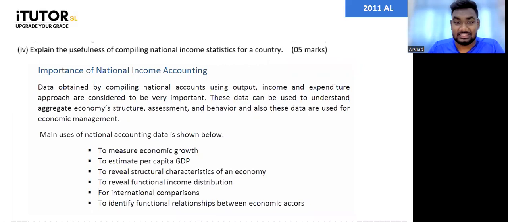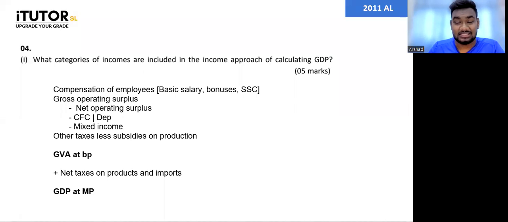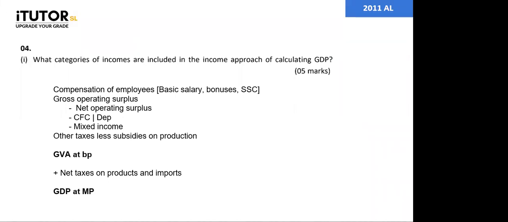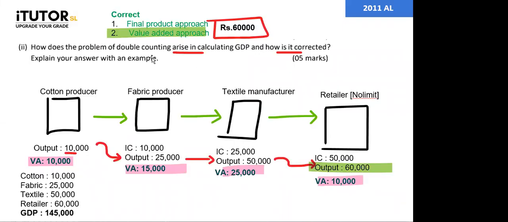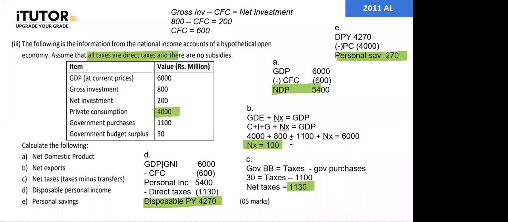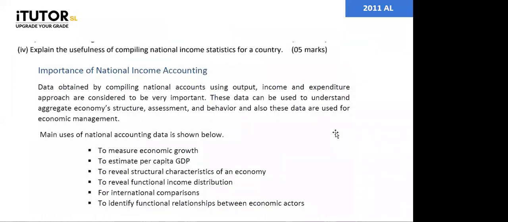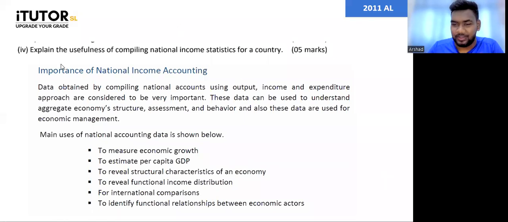Okay. That is the last question there. So how is the question, guys? If you were to mark your answer, how much do you think you would have got? Categories of income, part 1, double counting error, part 2, the calculation, part 3, and the last one, usefulness of compiling national income accounts. I think you could have easily got a 15, right? Don't you think? Out of 20? Could have easily got 15 or more. Okay, so with that, we'll end the 2011 one. We'll move to 2012.